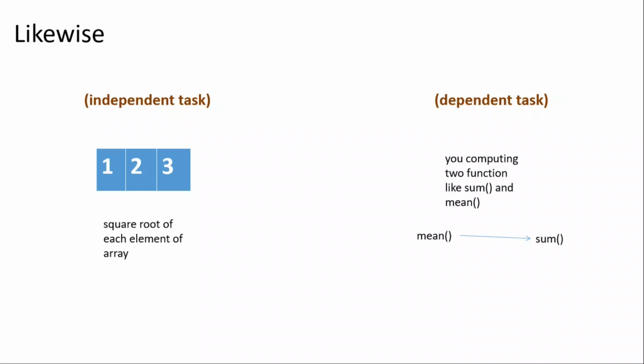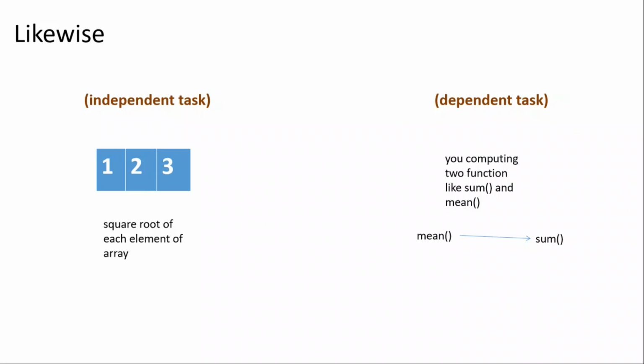It doesn't mean that you should always avoid dependent tasks. You can perform dependent tasks in a parallel way, but in this scenario you face a problem, the data race problem. It is a little bit hard, but it is also possible. But here in this series, parallel computing in R, we will focus on independent tasks.